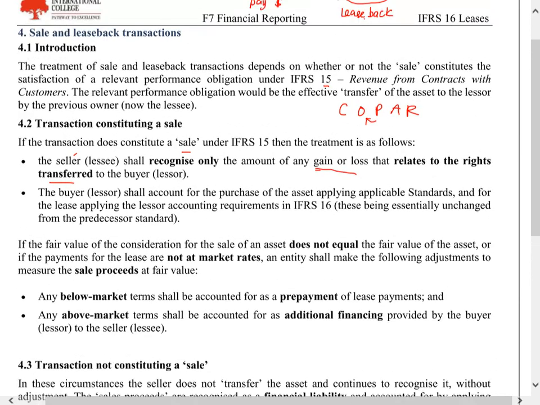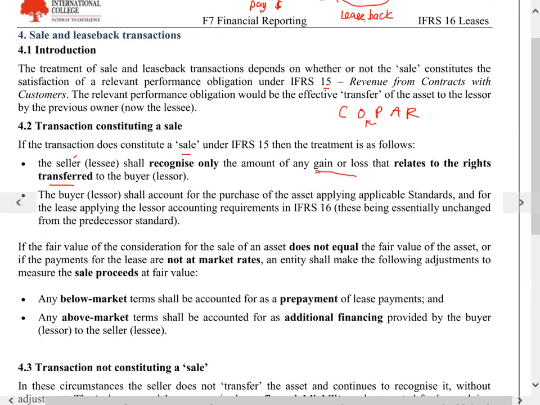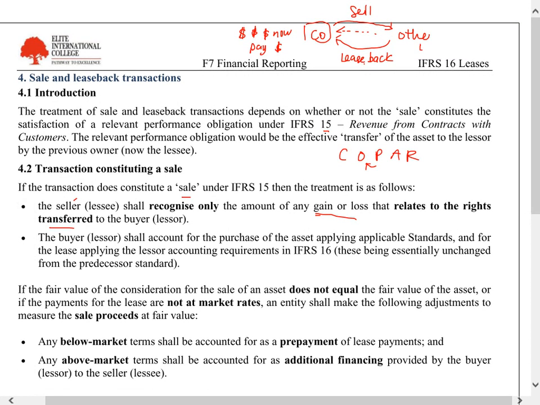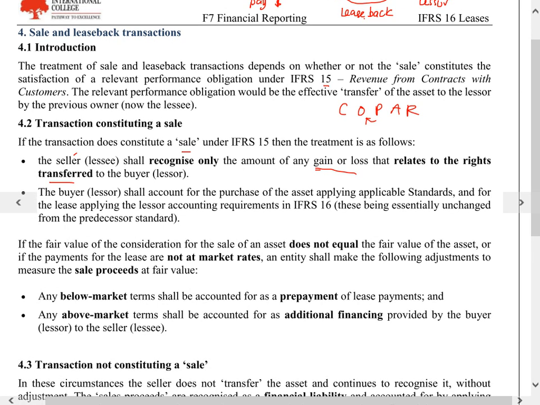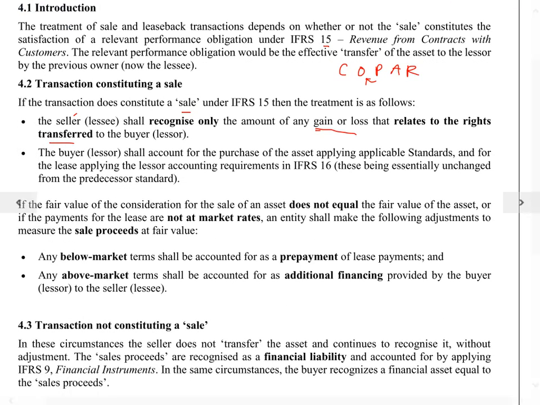The buyer, the lessor, shall account for the purchase of the asset by applying the applicable standard, because the buyer here is the lessor. Now, as lessor, we recognize the opposite of leasing, as in they recognize it as income. So I'll focus here mainly on leasing, as in company F7 here. If they constitute a sale, then yes.